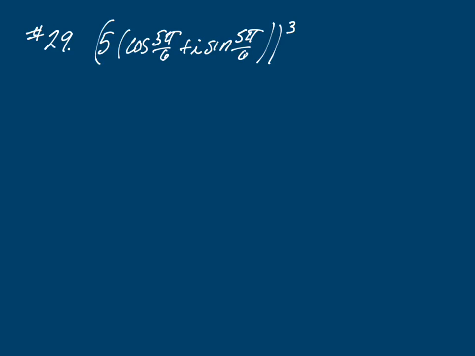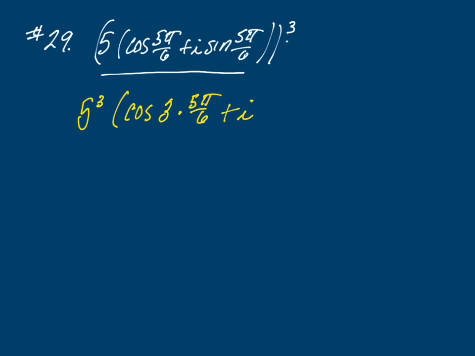Number 29 has us take a complex number in polar form and raise it to a power. And so we had a formula for that too. Do you all remember that? It would be r to the power, so 5 to the third, and then the angle is the angle times the power. So this would be cosine of 3 times 5 pi over 6 plus i sine of 3 times 5 pi over 6.